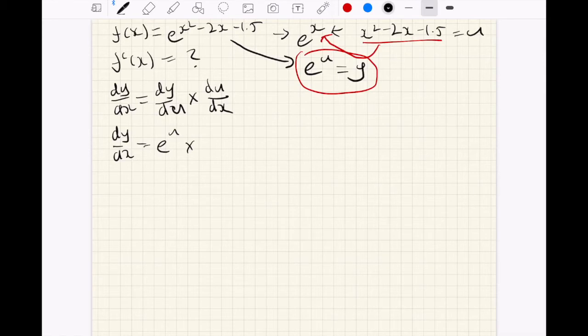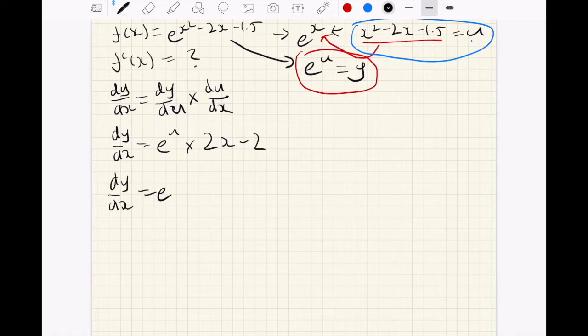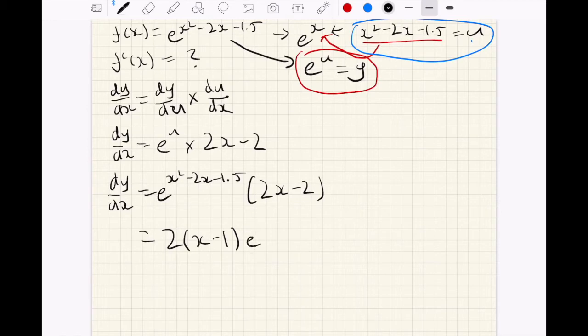Where do we have that equation? We have it here, because we have u in terms of x. The derivative of x squared minus 2x minus 1.5, as you may know, is simply 2x minus 2. We're not done yet, because we have to convert this u back into what we originally had, which is x squared minus 2x minus 1.5. Multiply that by 2x minus 2, which we can simplify further to 2 times (x minus 1) times e to the power of x squared minus 2x minus 1.5. This is the answer to this question.